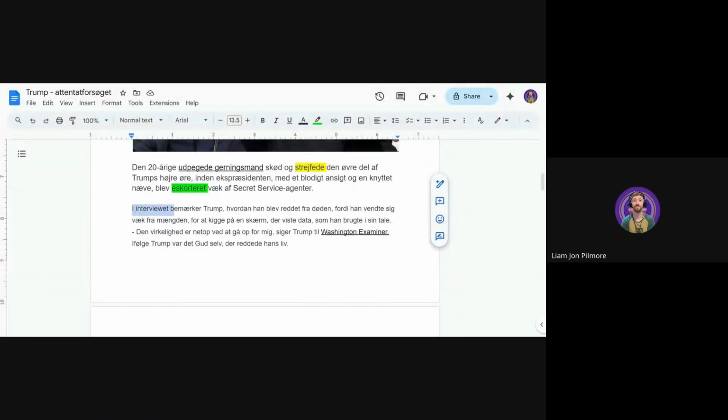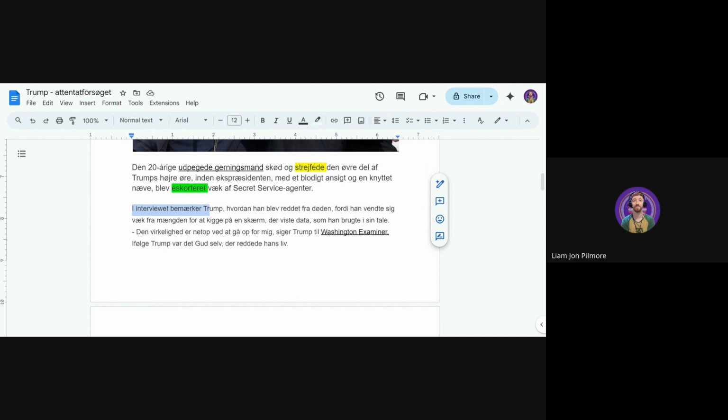I interviewet bemærker Trump, hvordan han blev reddet fra døden, fordi han vendte sig væk fra mængden for at kigge på en skærm, der viste data, som han brugte i sin tale. I'm actually tempted to say we need to delete this comma, but now I'm being really nerdy. I'm pretty sure that when you write for at kigge, you don't need to put a comma in front of it. And you get bonus points on DR, Danmarks Radio, and I love the site and I love all the writers there, but I often do see mistakes, and it's probably because they have to work so fast getting out news. So, double points, share with me if you've seen the mistakes.